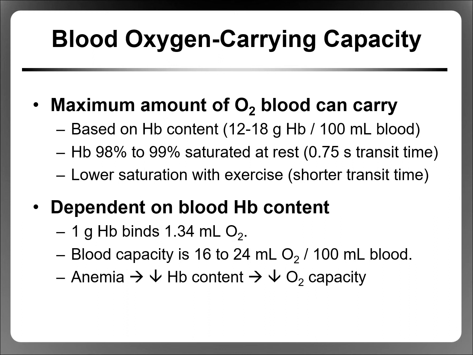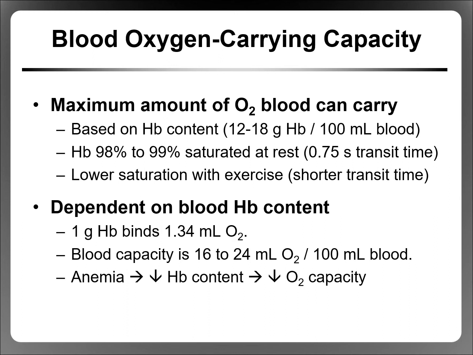However, as we go through physical activity, these saturations are going to start to lower, and that is because the transit time is even shorter, because the blood is moving through the vessels so much faster. So we know 1 gram of hemoglobin will bind to 1.34 milliliters of oxygen, and we know our blood capacity is somewhere between 16 to 24.